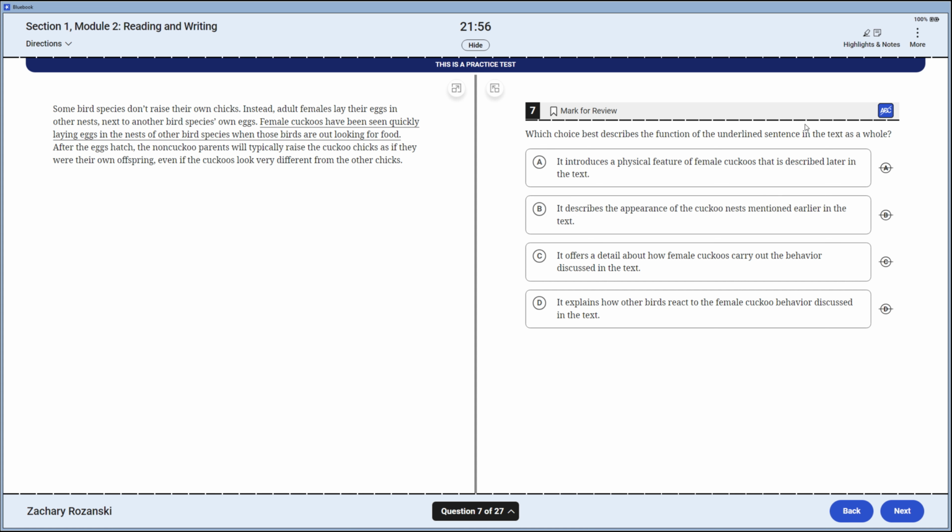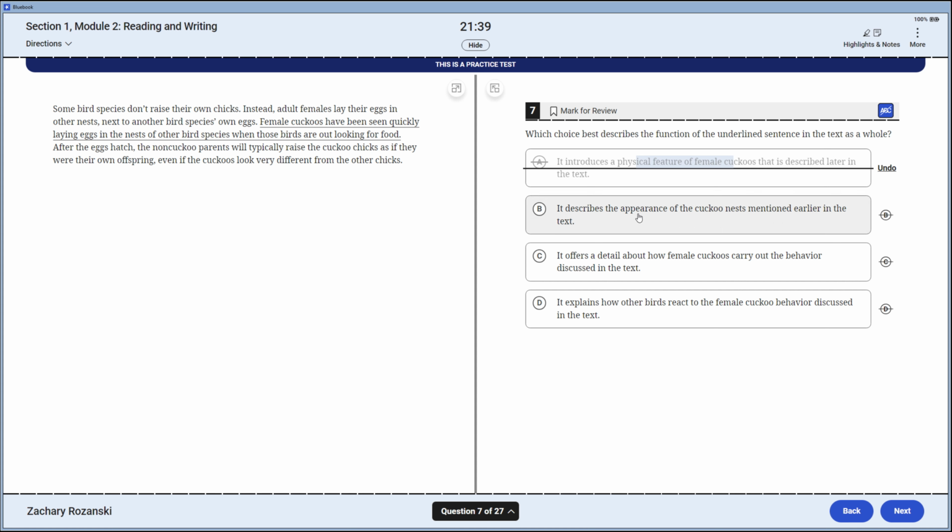In this underlined sentence question, I'm going to fight my fight first here. Female cuckoos have been seen quickly laying eggs in the nests of other bird species. Man, they be wilding out there on the streets. Choice A introduces a physical feature of them. I don't know how they look. I know what they're doing.